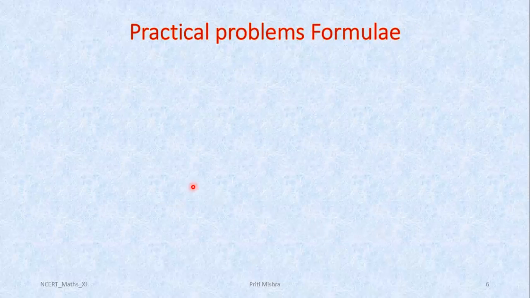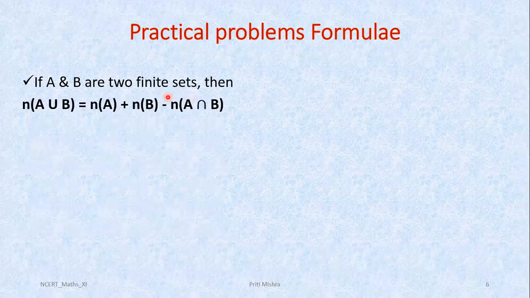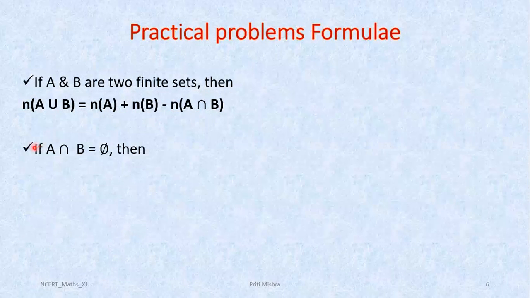Now I'm going to explain practical problems formally. If you have two sets A and B, and these two sets are finite sets, then the cardinal number of A union B will always be the cardinal number of A plus the cardinal number of B minus the cardinal number of A intersection B. That means N of A union B is equal to N(A) plus N(B) minus N of A intersection B. In case A intersection B is equal to phi, N of A intersection B will be 0, and then it takes the form N of A union B is equal to N(A) plus N(B).